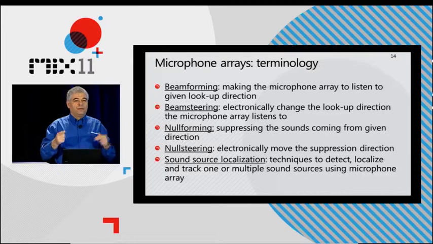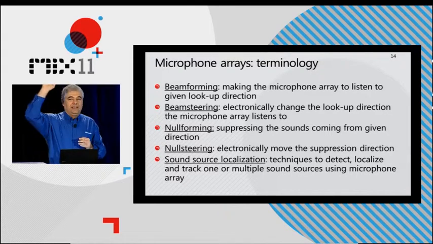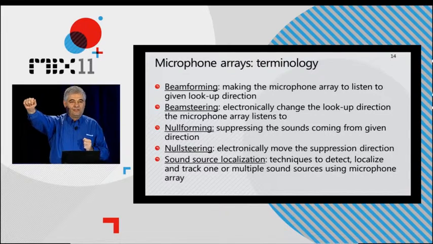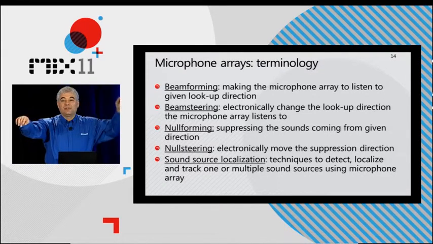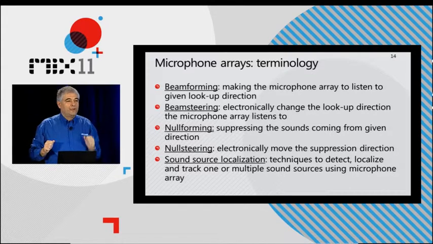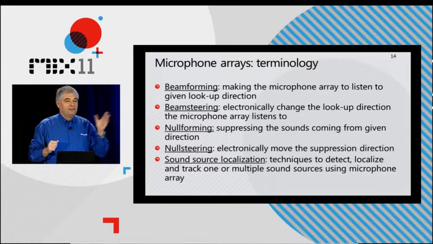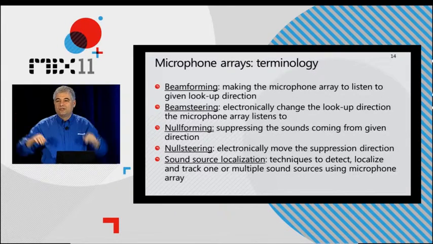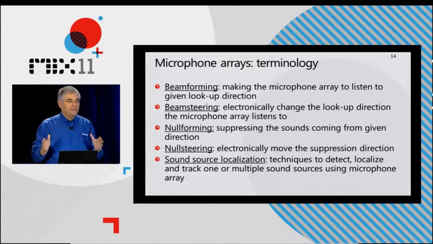And of course, we can do even more here. If you know that there is a person A, and we want to capture this voice, and there is a person B speaking in the same room, and we don't want to capture that voice, we can enforce a so-called null, which means suppressing completely the sounds coming from that direction. And if that person moves, we can steer this null. So in general, the goal is to get the sound we want as much as possible.